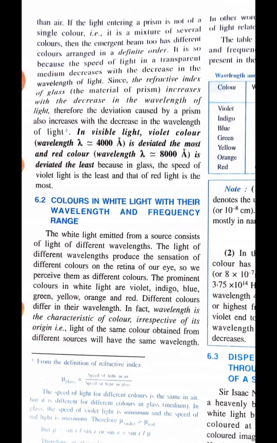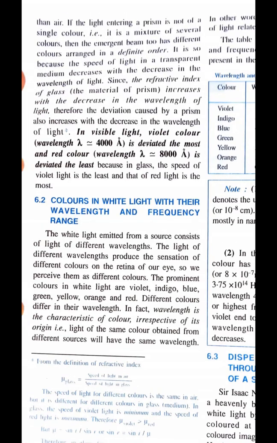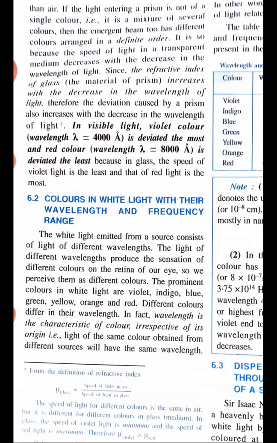Since the refractive index of glass increases with decrease in the wavelength of light, therefore the deviation caused by the prism also increases with the decrease in the wavelength of light. See, too much of increase and decrease is written. We'll study one by one, step by step.